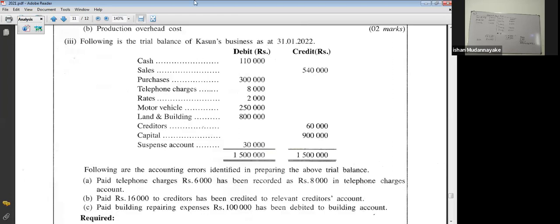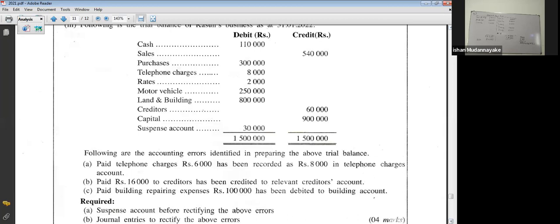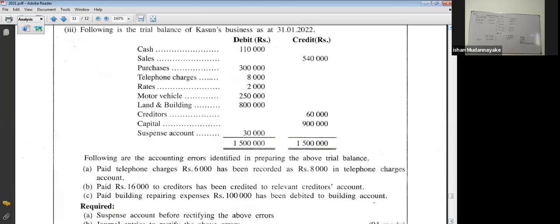Right, insurance, 2021-22 paper. Lamai, do you have the past paper book? If you have the past paper book, can I get it?